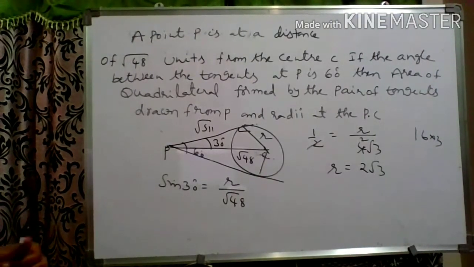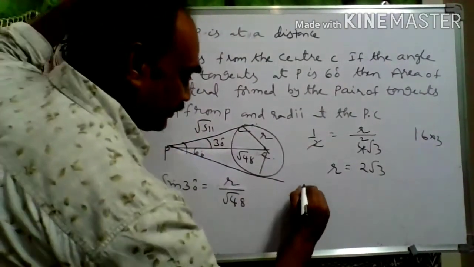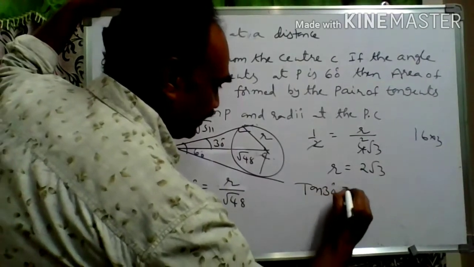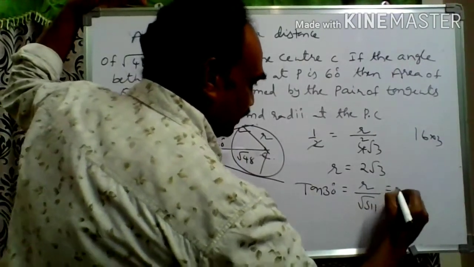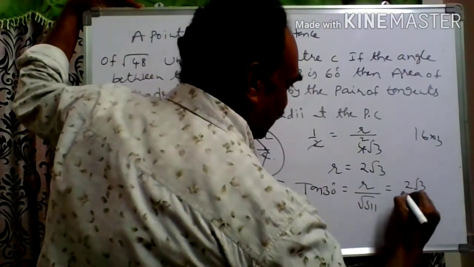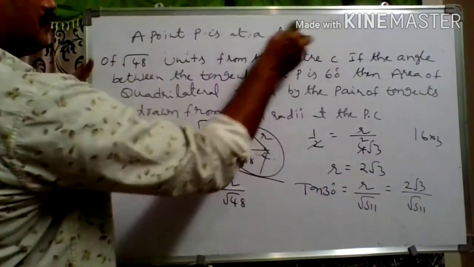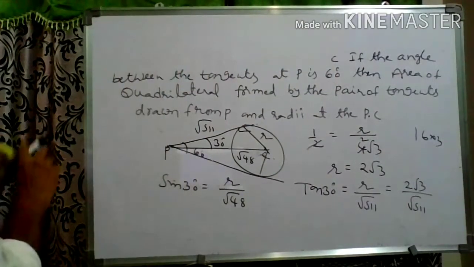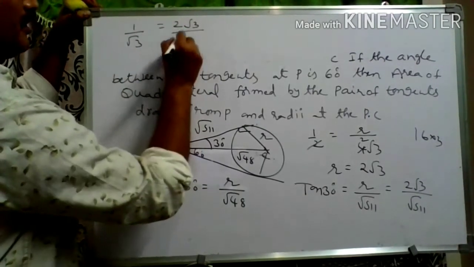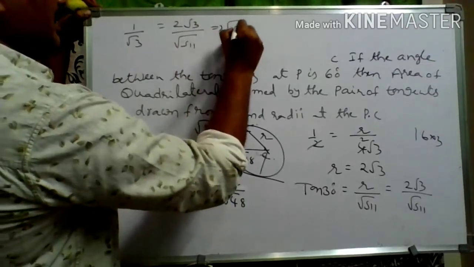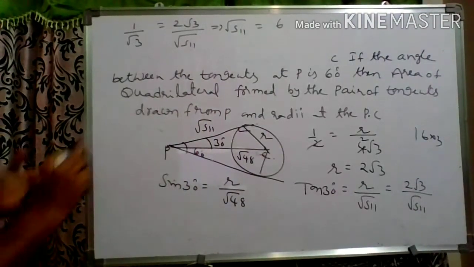Next, calculate root s11, students. This is the adjacent side. I am taking tan 30 degrees, which is equal to opposite side r by adjacent side root s11. Here r is equal to 2 root 3 by root s11. Tan 30 degrees is equal to 1 by root 3. So 1 by root 3 is equal to 2 root 3 by root s11. Root s11 is equal to root 3 into 2 root 3. 3 2s are 6, so root s11 is equal to 6.